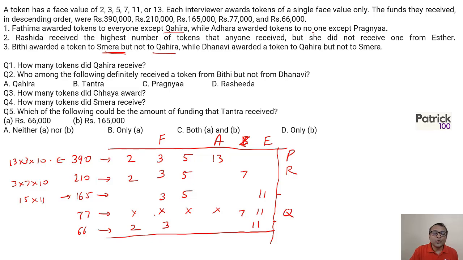Right? Did not offer to Q, okay, but awarded token to Smira. So S could be either 165 or 66, we don't know. So I'm just keeping this aside because I'm not sure about it. I'll come back to it later.